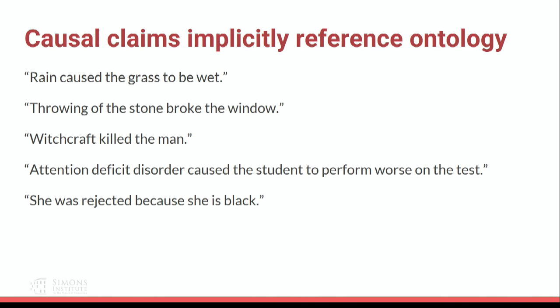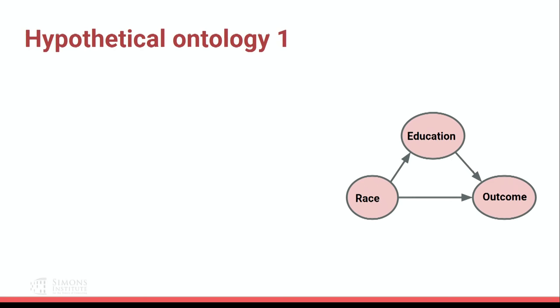And so then how does a statement like "she was rejected because she's Black" fit into this? And how do we think about these statements? Let me give you two examples that show you just a partial view of how different ontological constructions of race lead to different modeling choices, which then lead to different insights. Okay? And here is a first hypothetical ontology.